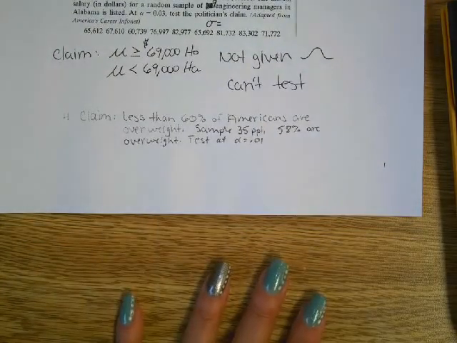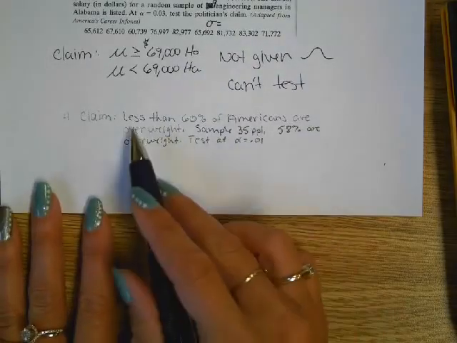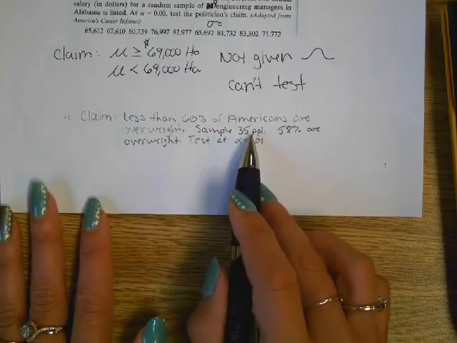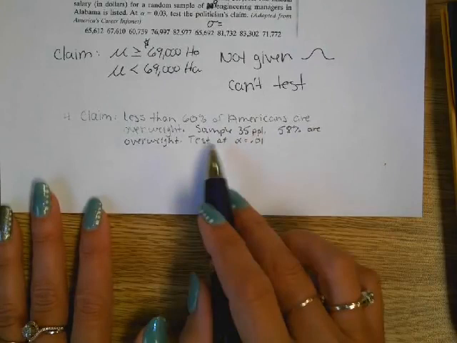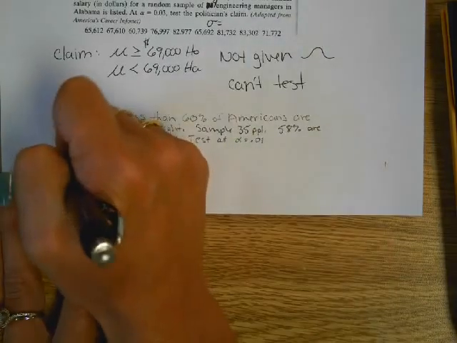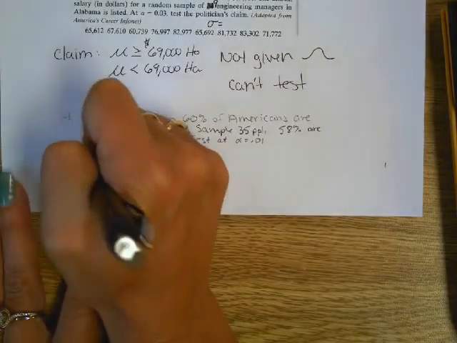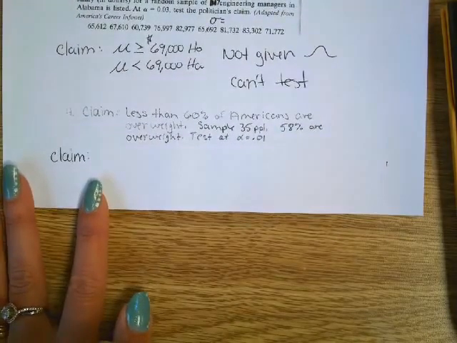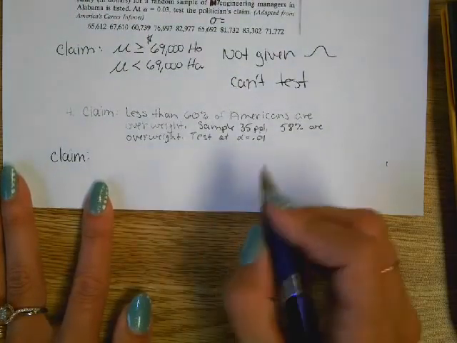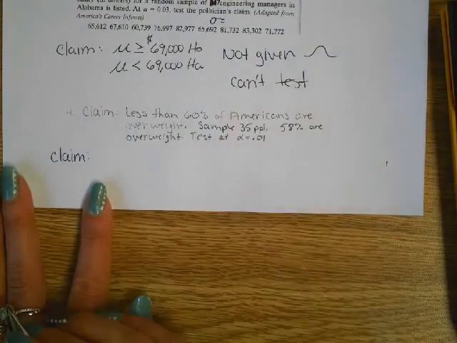Alright, number 4. I made this one completely up. This is not based off anybody's data, but me making up a problem. Less than 60% of Americans are overweight. Sample 35 people. 58% are overweight. Tested at 1%. Alright, so here's the claim. Less than 60% of Americans.